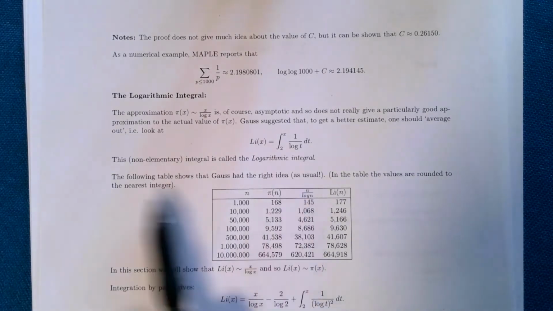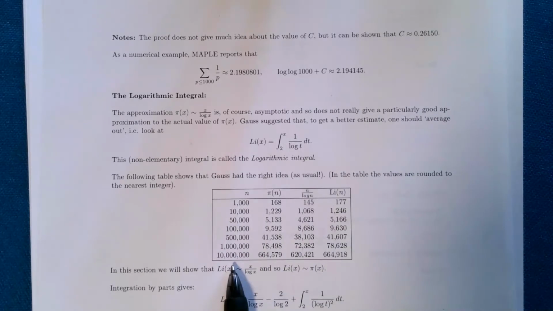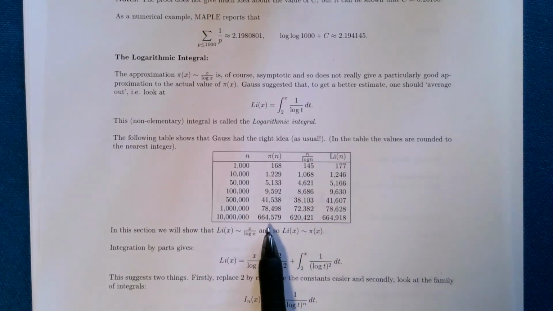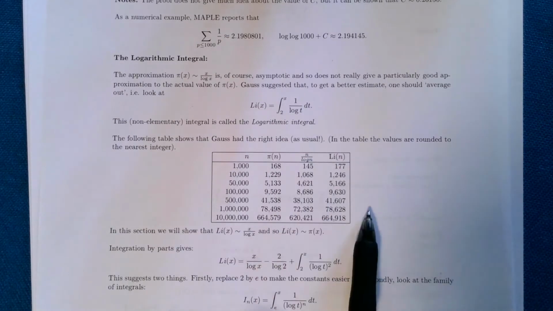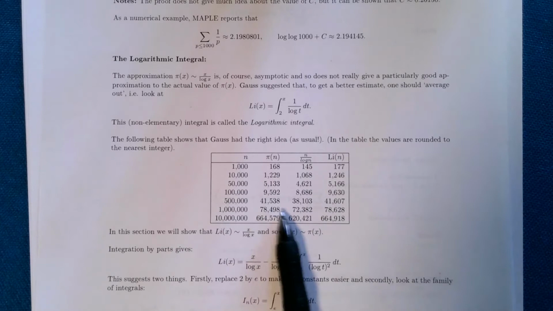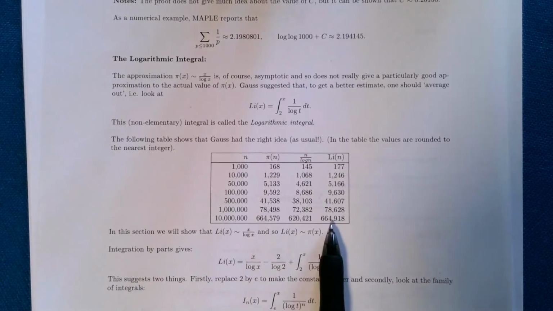I've rounded the values to the nearest integer in the table. So here are some values of n up to 10 million. Here are the exact values of pi of n. This is n on log n, and you can see that although the ratio is getting small, the actual numbers are not terribly close. On the other hand, if you numerically calculate Li of n for each of these values, then you can see it's pretty close.